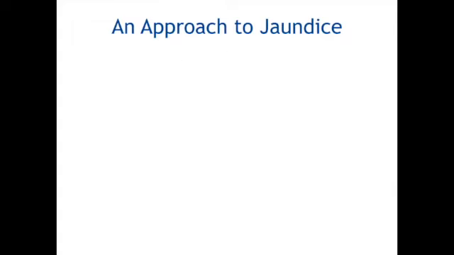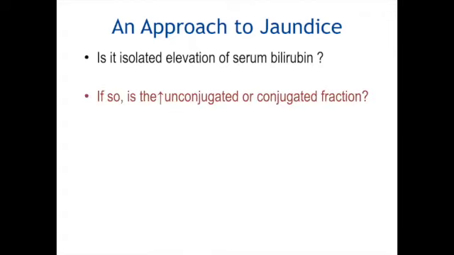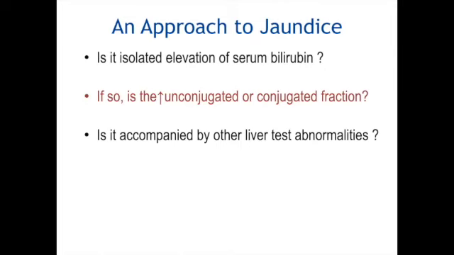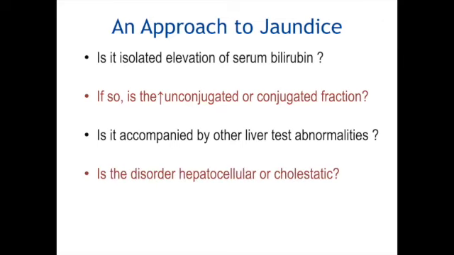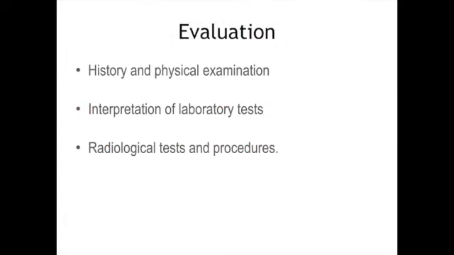So how to approach jaundice? So you look for the elevation of serum bilirubin. Is it isolated elevation of serum bilirubin? If so, is it unconjugated or conjugated fraction which is elevated? So if it is accompanied by other liver test abnormalities, you have to think of either a hepatic jaundice or a cholestatic jaundice. If the disorder is hepatocellular cholestatic, I'll come to it. There will be intrahepatic or extrahepatic cholestasis. So you have to do other tests for diagnosing what exactly is happening in the liver.